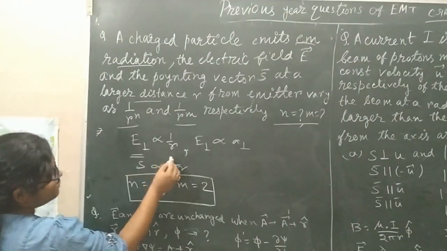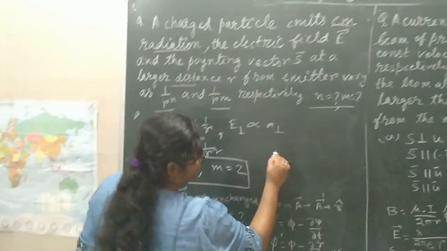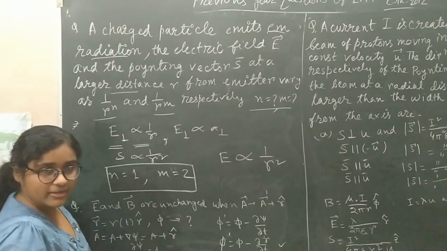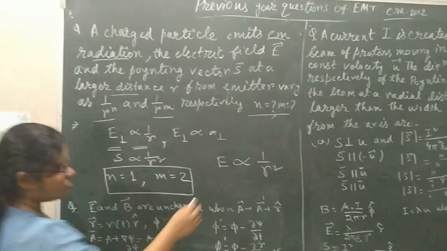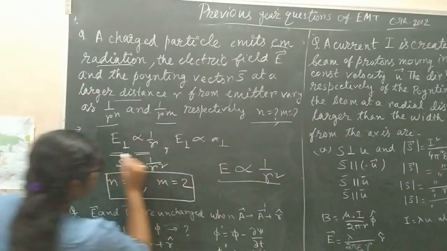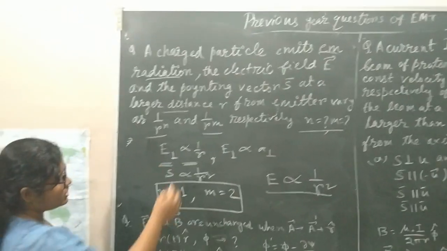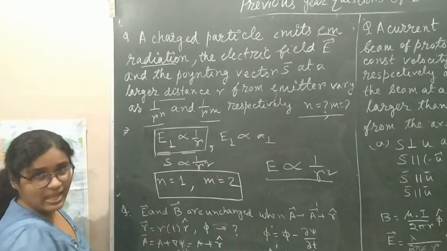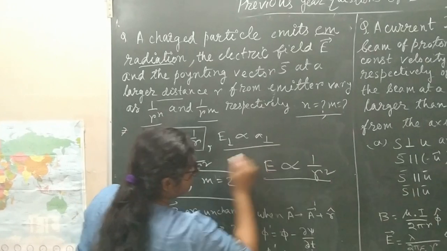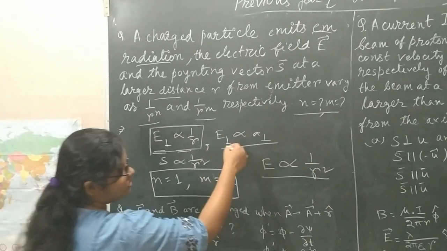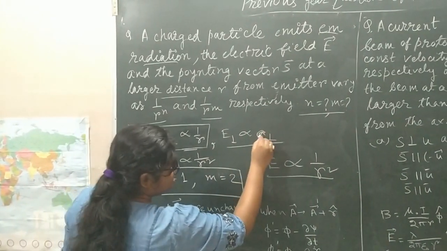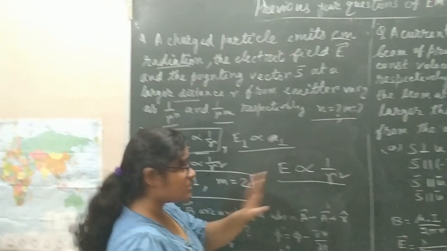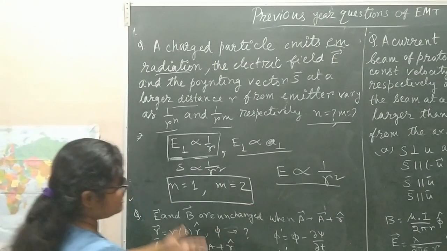The electric field vector will be proportional to 1 by r. For a Coulomb charge, the electric field is 1 by r square, there is no acceleration. But in case of electromagnetic radiation, the electric field will be proportional to 1 by r, and the electric field perpendicular component will be proportional to the acceleration perpendicular component. In that video I have discussed it, but I discuss it again here.